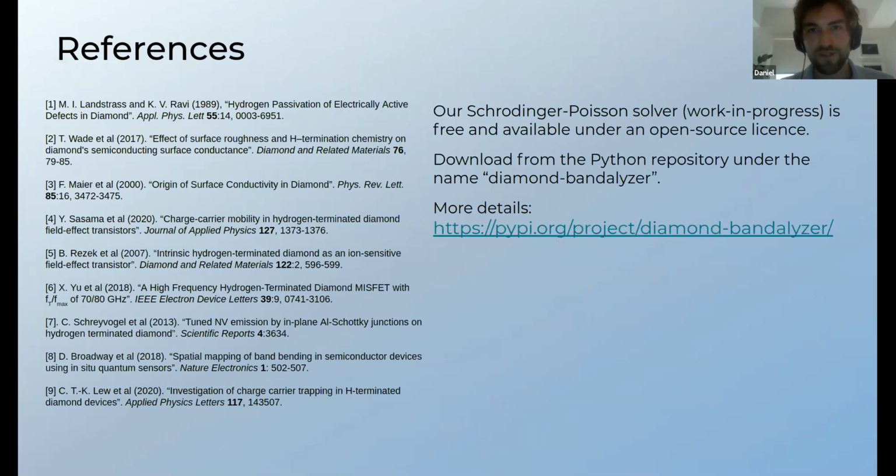And the Schrodinger-Poisson solver is available for free on the Python repositories, but I can't guarantee it won't break considering how early it is into development at this stage.